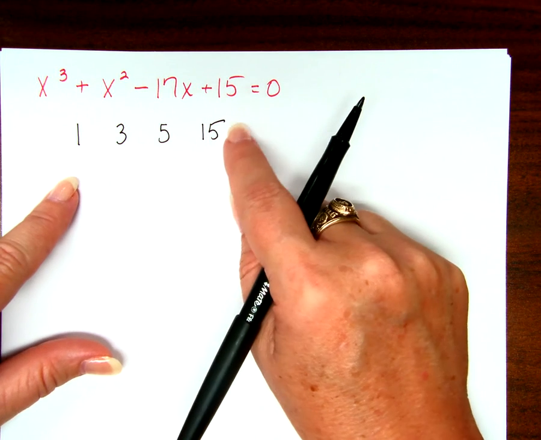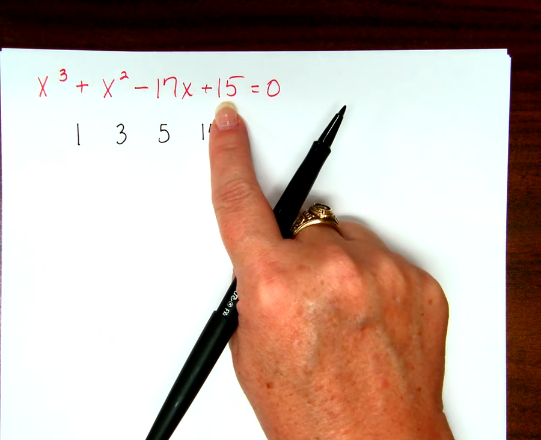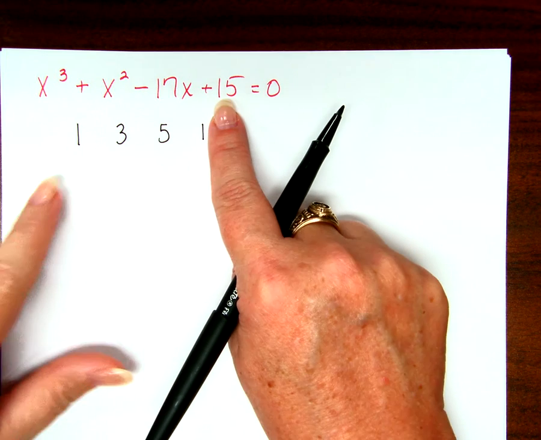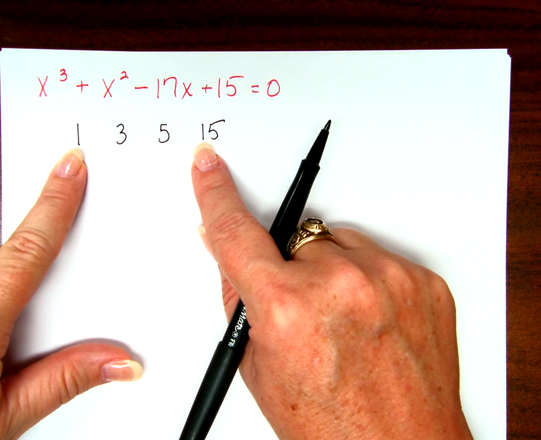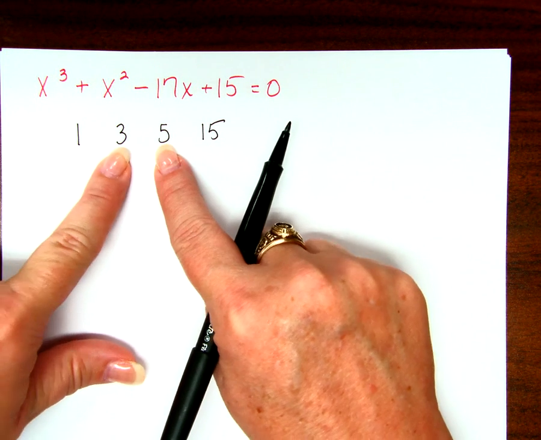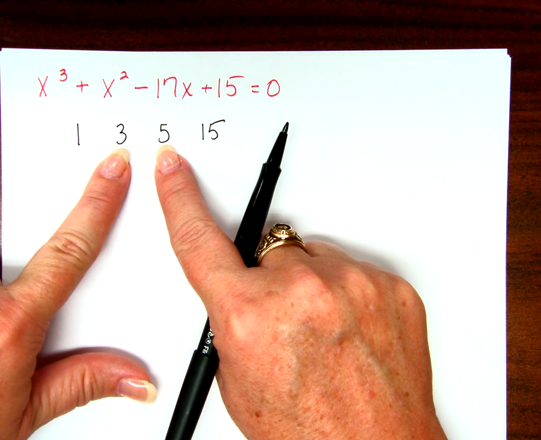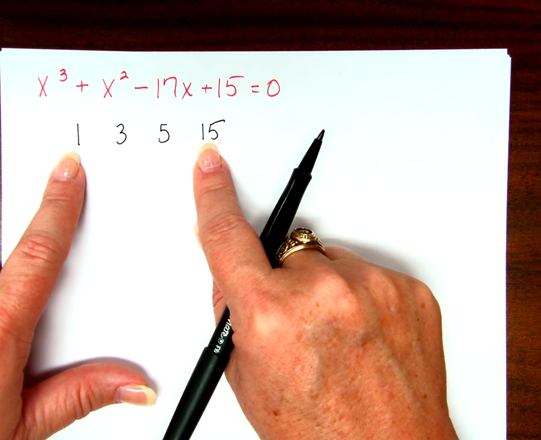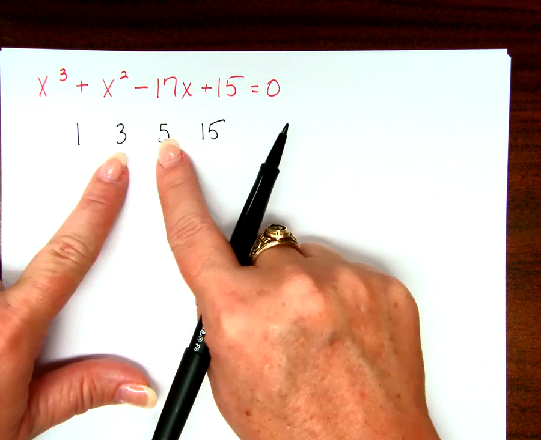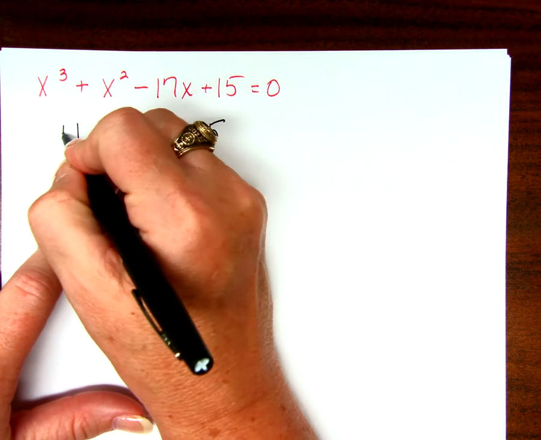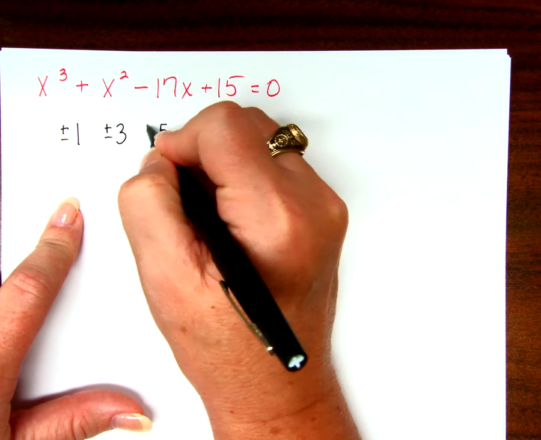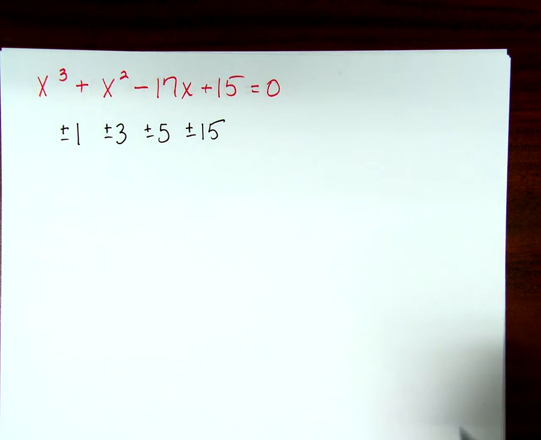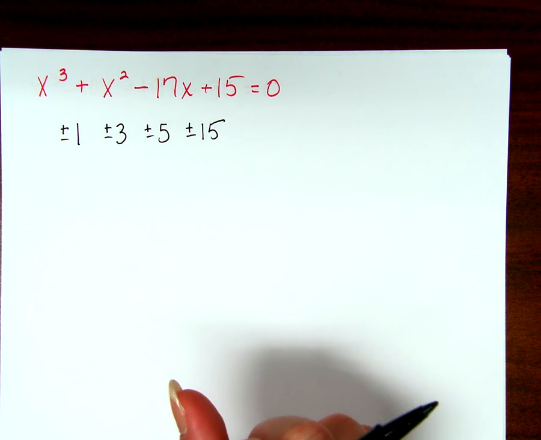Can I argue with you for a second? So if I have to make 15, do you agree that 1 times 15 is 15? Do you agree that 3 times 5 is 15? Do you agree that negative 1 times negative 15 is 15? So not only do I have to take into account the positives, I have to take into account the negatives. You okay with that?